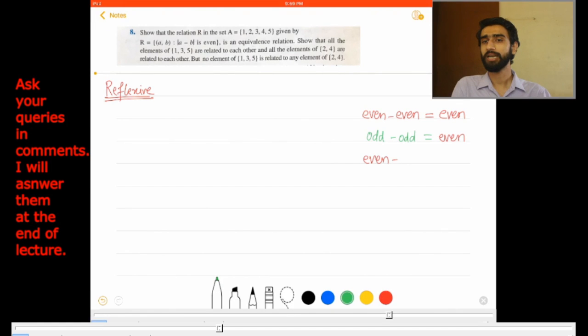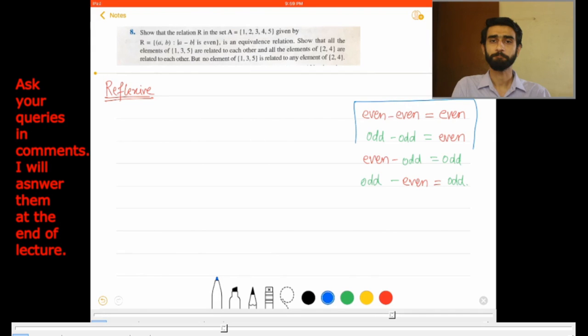Similarly, if you subtract an odd number from even number, what will you get? Just think of any even number, any odd number, subtract them. What will you get? Yes, you will get an odd number. And if you subtract an even number from an odd number, what will you get? You will get an odd number. So we will use these properties.